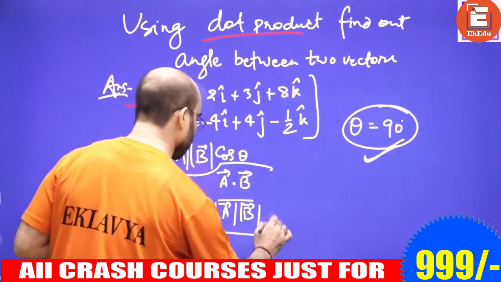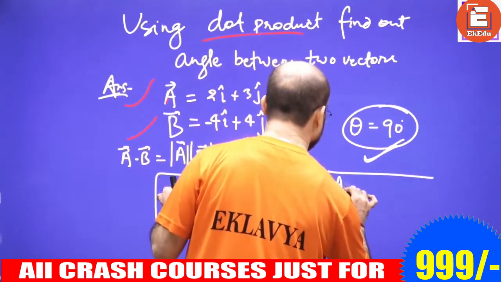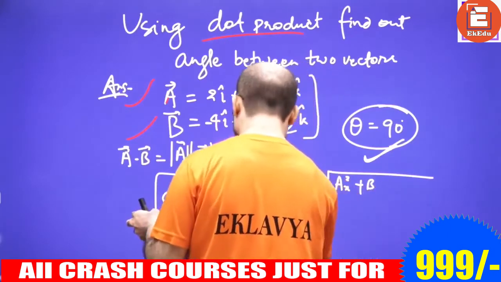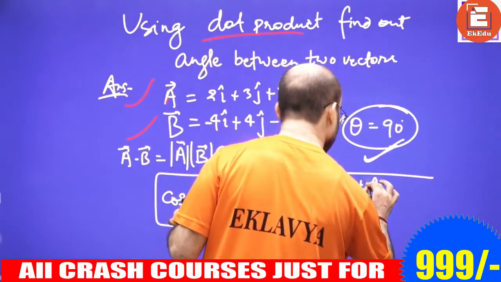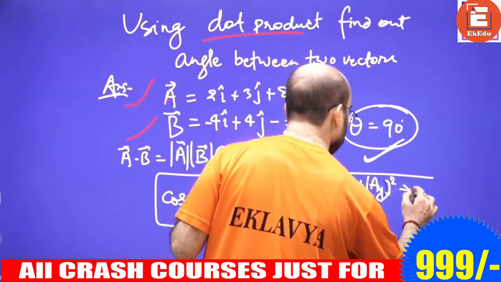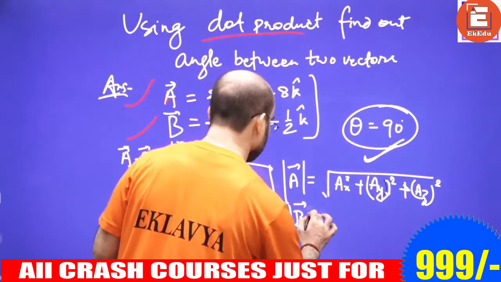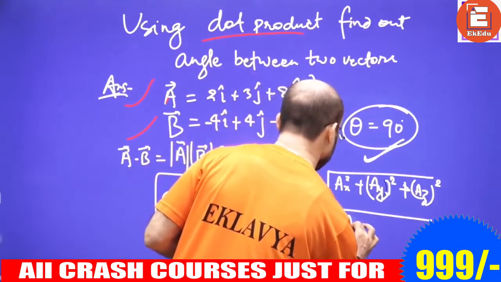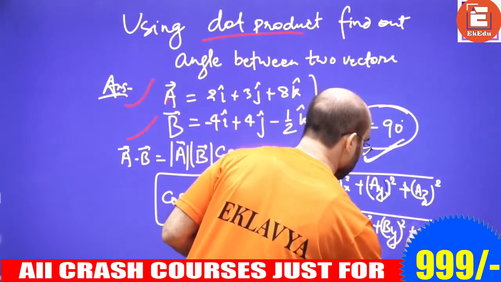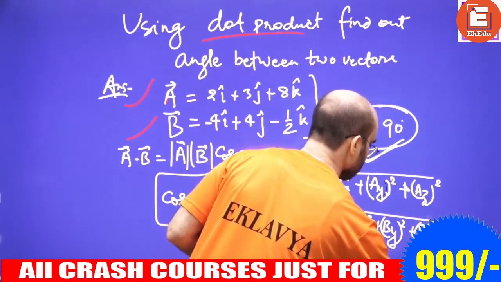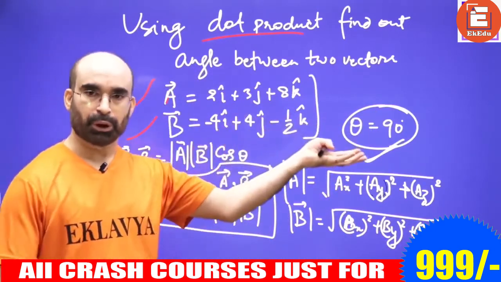How to get the magnitude of vector A? It is going to be the square root of ax square plus ay square plus az square. Magnitude of vector B would be the square root of bx square plus by square plus bz square, right? And A dot B we have already found, we know how to find it out.